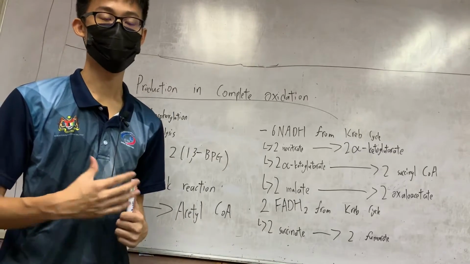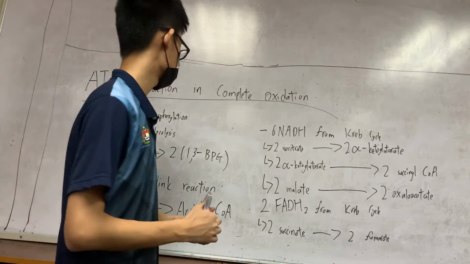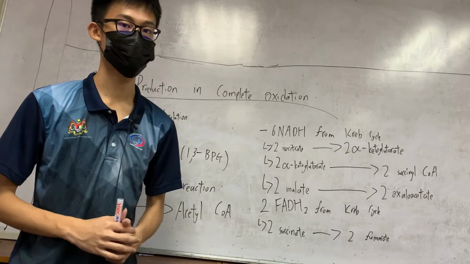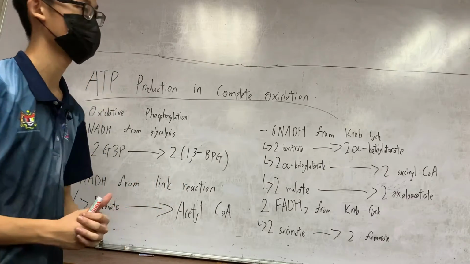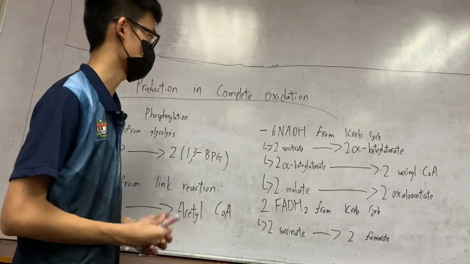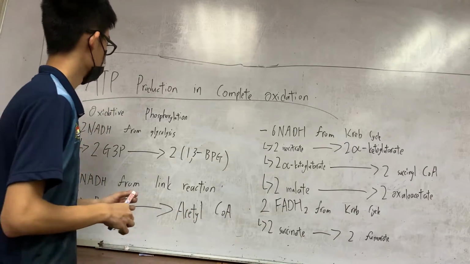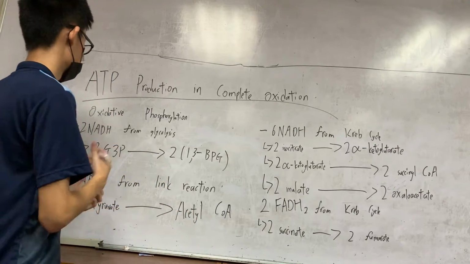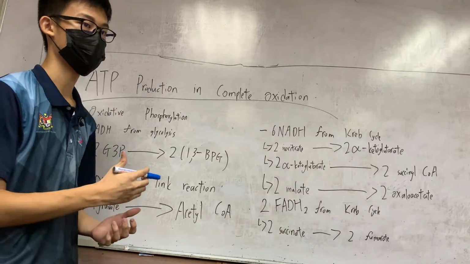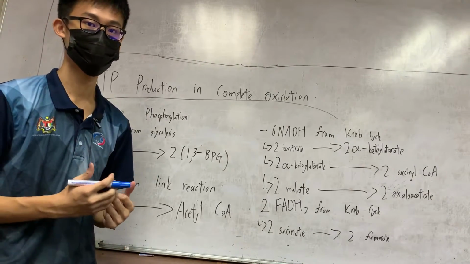After the processes that have been mentioned before, which are the link reaction, glycolysis, and also the Krebs cycle, we're going to talk about the ATP production in complete oxidation, if 1 mole of glucose has been oxidized completely. So now we can say that the ATP can be produced through oxidative phosphorylation or also substrate level phosphorylation. Now we're going to look into the oxidative phosphorylation first.